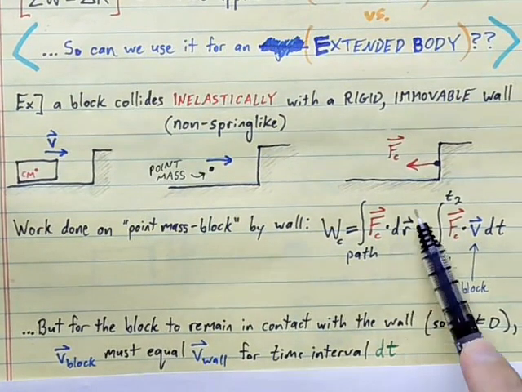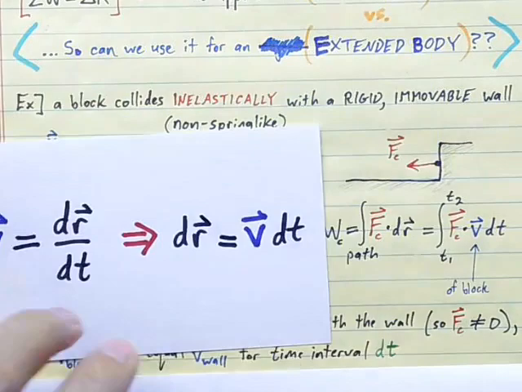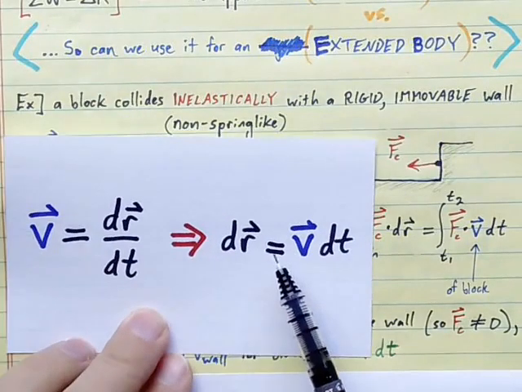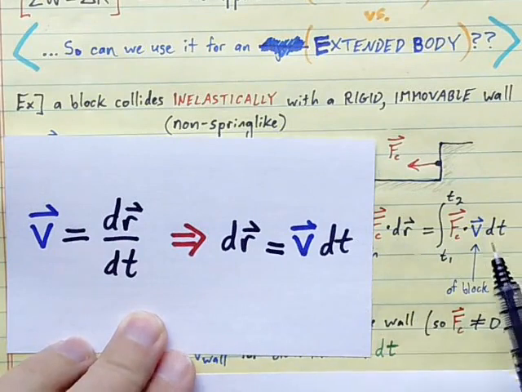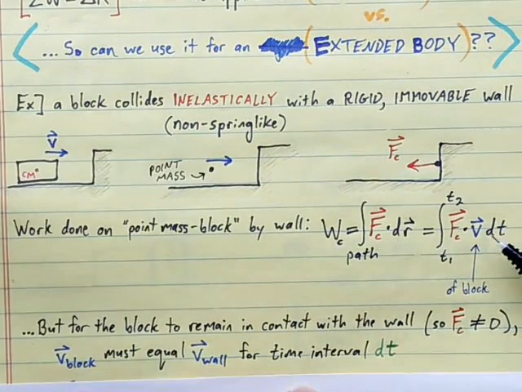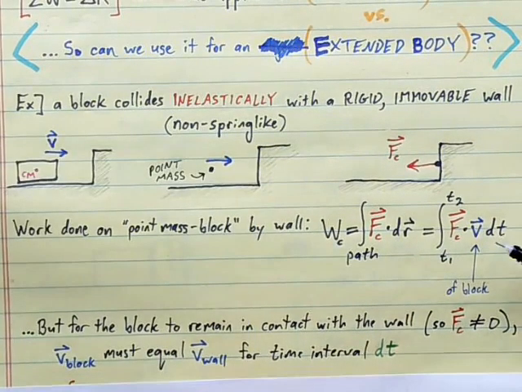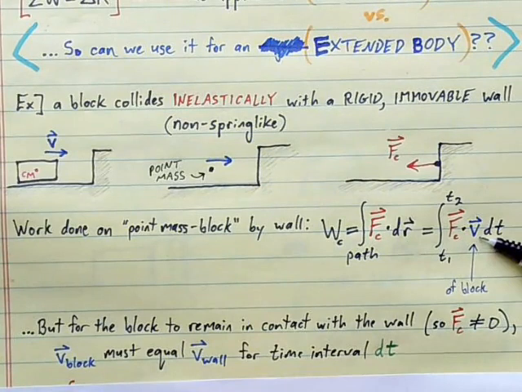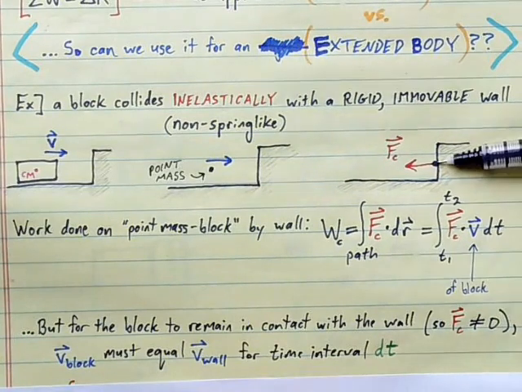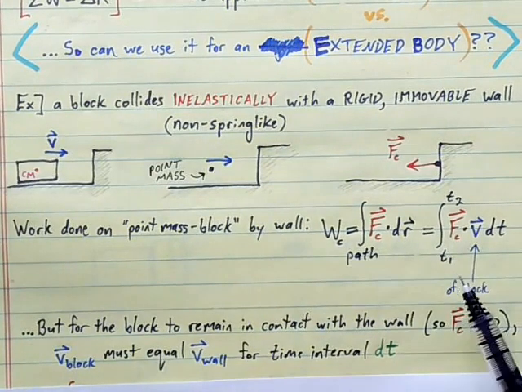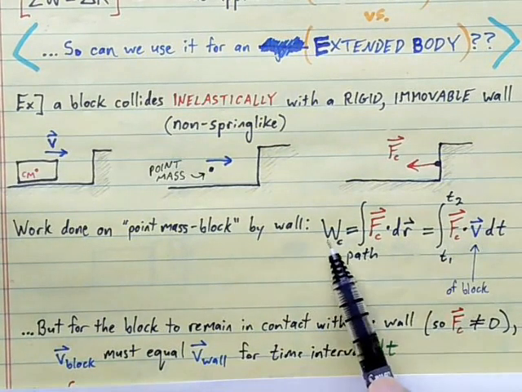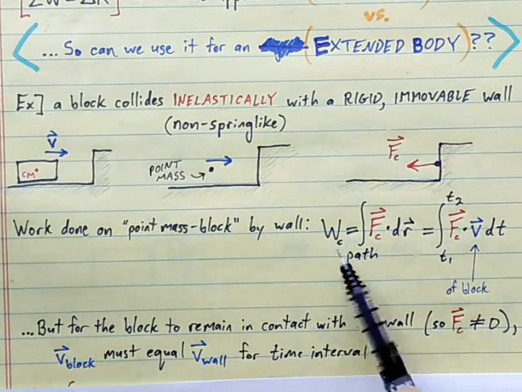I could replace this dr right here with v dt, since I can rearrange this definition here. So this dr I can replace with v dt, where v is the velocity of the block. And for the block to stay in contact with the wall, its velocity has to match the velocity of the wall, which is zero. And if it's not in contact, the contact force is zero. So I'm arguing here that the work integral is going to be zero.